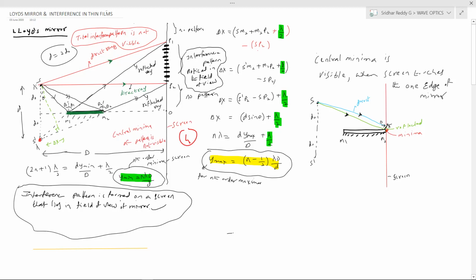Or I'll draw a better diagram. Okay, let this be a mirror. Then let this be a source. So I'm going to consider two sets of rays. This one will have the phase angle of pi. This one is having a zero phase. By the time it arrives here, this will have a phase phi, whereas this will have a phase angle of phi plus pi.